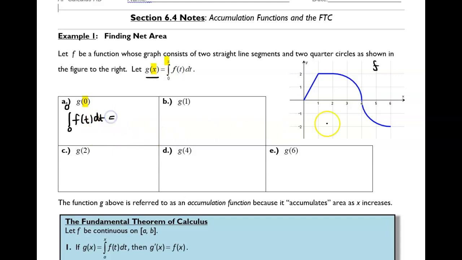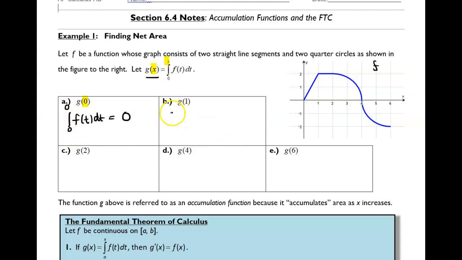Now, don't let the variables mess you up. This is f of x, but f of t dt, the t is just a dummy variable. As long as those variables match up, it doesn't actually matter what they are. And so if I integrate this function from 0 to 0, it's just 0. Remember, whenever those bounds are the same, my integral is 0.